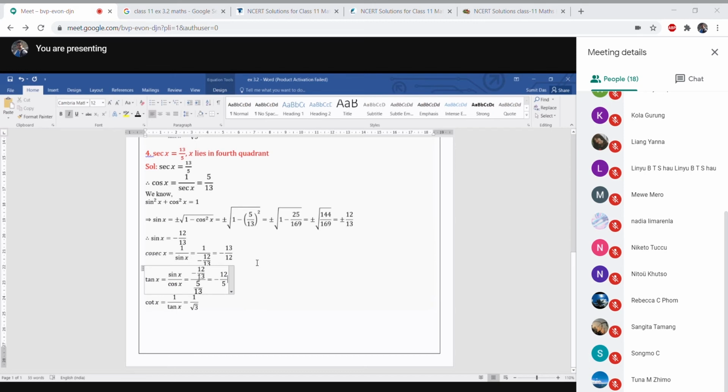The 13s cancel, and you can see x is lying in the fourth quadrant, so tan x is negative in the fourth quadrant, look, we are getting a negative value. So cot x equals minus 5 by 12.